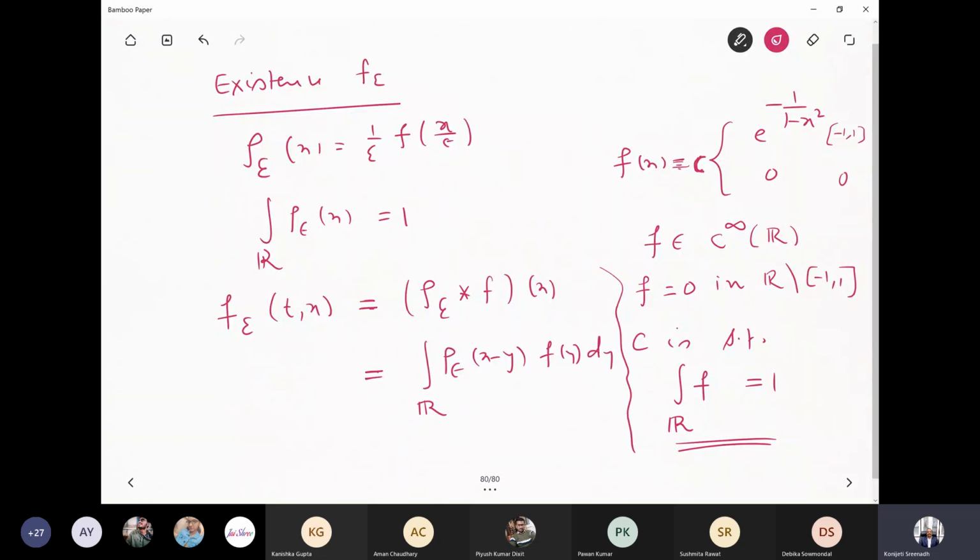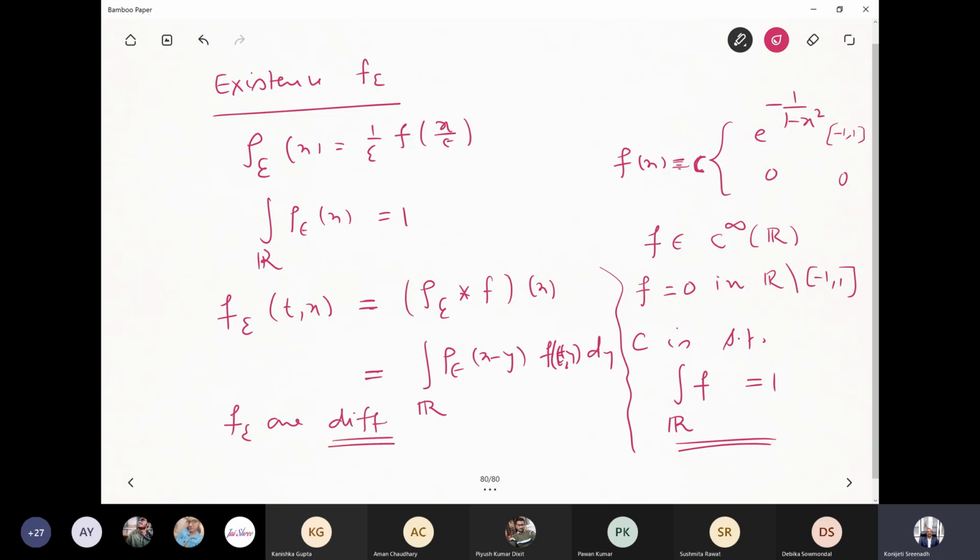Okay, so one can show that these f epsilon of t comma y are differentiable functions. This is left to you as an exercise, so your tutorial teacher will prove this to you. Differentiable means you just write the first principle, the definition: limit h goes to 0 of f epsilon of (t, x plus h) minus f epsilon of (t, x), divided by h. So these functions are differentiable as many times as you wish.